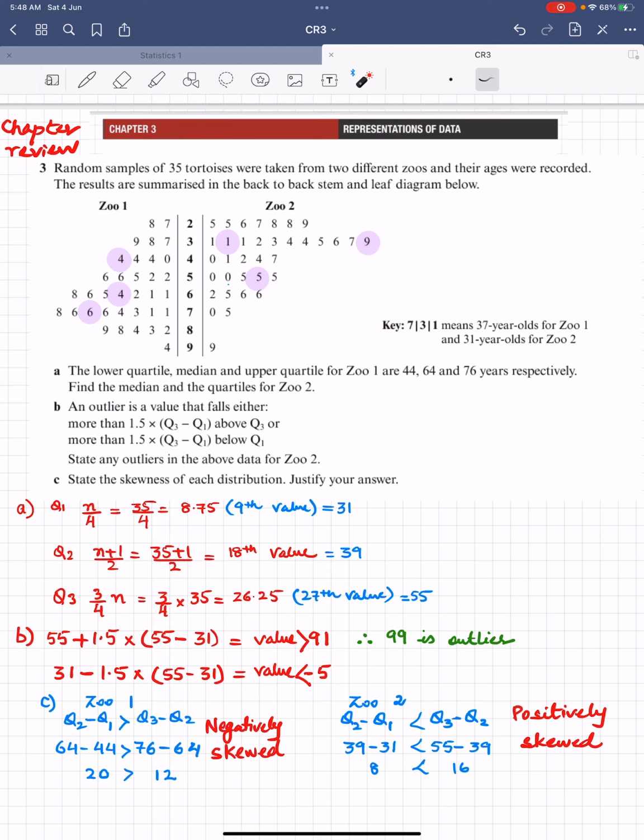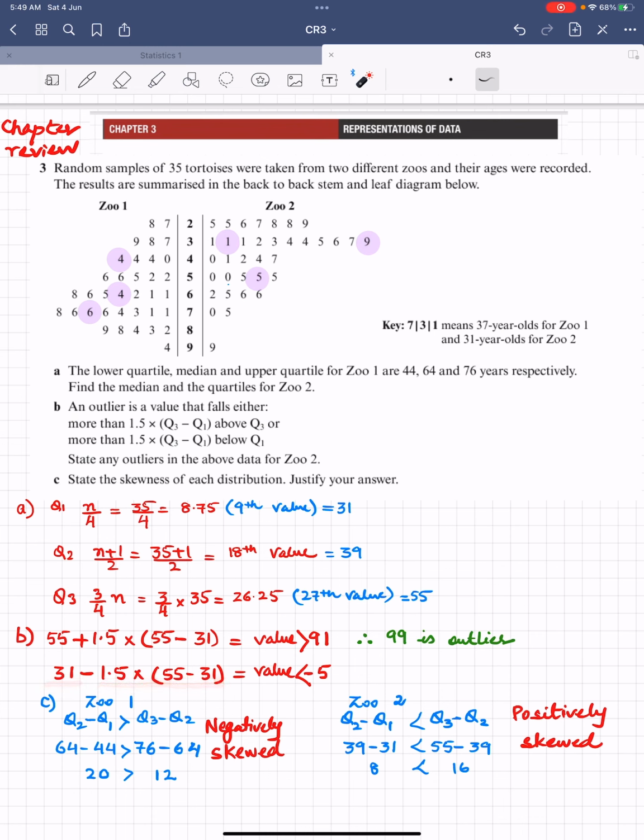Part B, an outlier is a value that falls more than 1.5 times the interquartile range above the upper quartile, or below the lower quartile by 1.5 times the interquartile range. So this is the upper quartile plus 1.5 times the interquartile range. So any value greater than this is an outlier. And this is the lower quartile, 31.